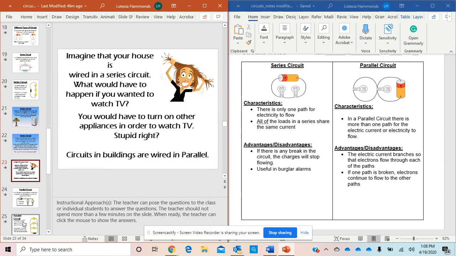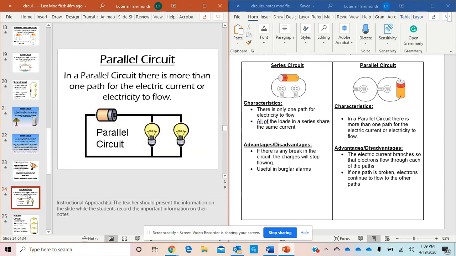And then here is where there would be a disadvantage. Imagine that your house is wired in a series circuit. What would have to happen if you wanted to watch TV? You would have to turn on other appliances in order to watch the TV. It's kind of stupid, right? So circuits in buildings are usually wired in parallel. That's why you're able to turn your TV on, turn the lamps on, all individually instead of everything having to be turned on together. So now we're going to look at the parallel side.